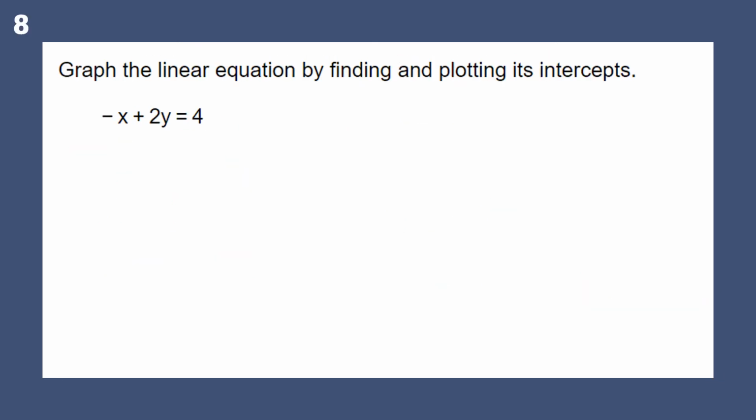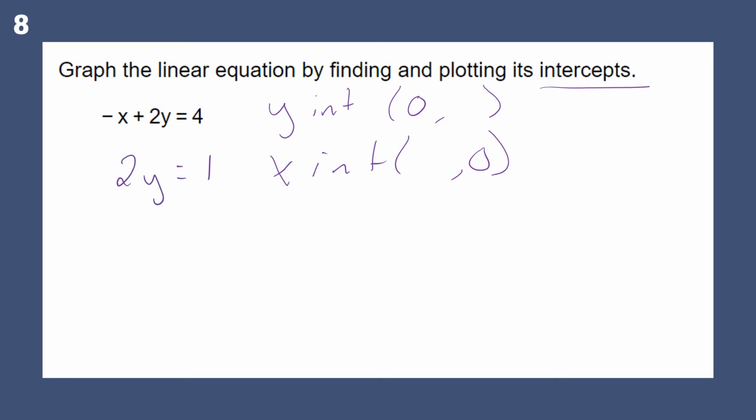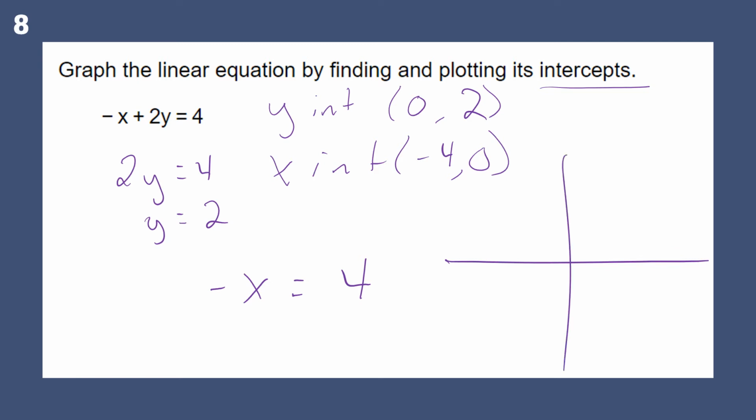Graphing the linear equation by plotting its intercepts. So the first thing we need to recognize is that the y-intercept is when the x is 0, what is the y value, and the x-intercept is when the y is 0, what is the x value. And so we can do that just really quickly by plugging in 0, and what we get is 2y equals 4, so y equals 2. So just like that, we have our y-intercept. We can plug in 0 the other way, and we get negative x equals 4, so x is negative 4. And then plotting those would just allow us to put these on our x and y axis, and you can make a line just by connecting the dots.